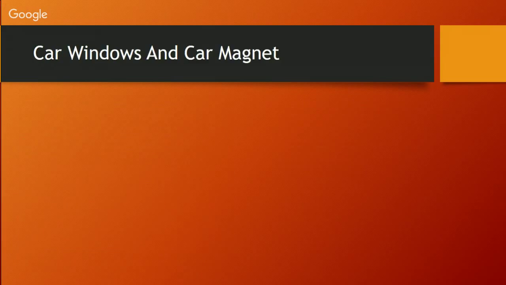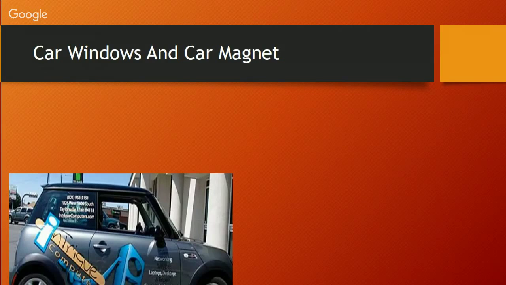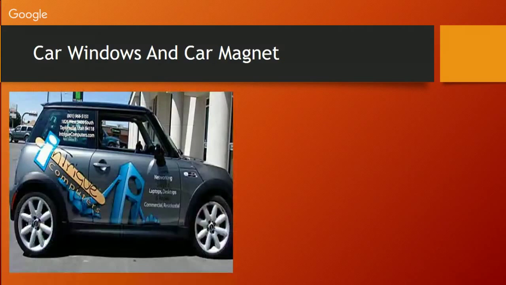So the next thing that you can do to create a lead is paint your car windows and have a car magnet. And you can have something like this. One of the great things about this is it really is going to get you to think about your business within a couple of sentences. Because when people drive by this or look at it, people don't want to read more than a couple of seconds.